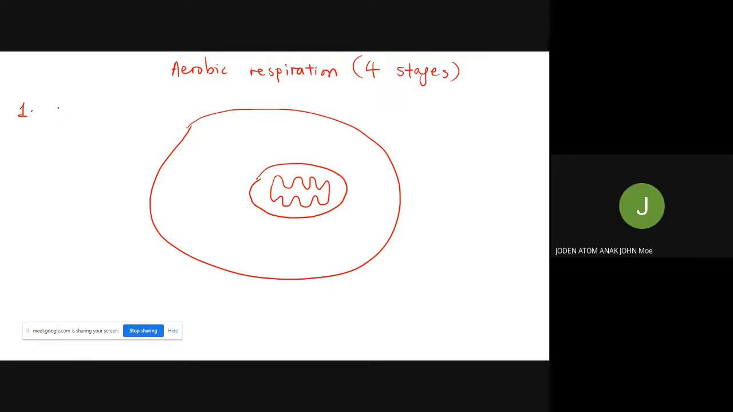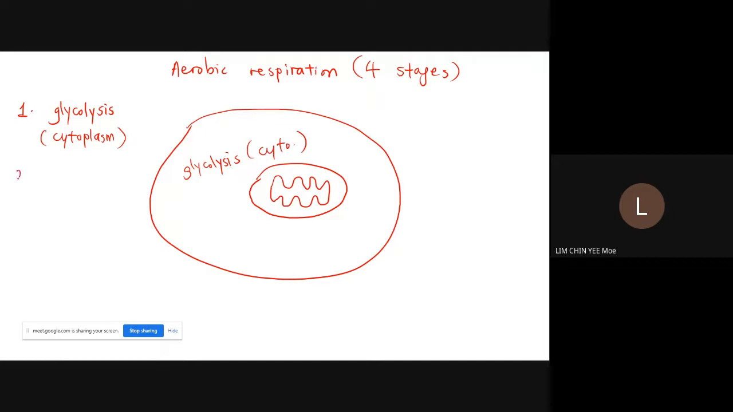Glycolysis. Glycolysis, and where does it occur? Cytoplasm. Good job. So now it means that first dia akan berlaku dekat luar mitochondria dulu. You must remember the location and the name of the stage. First, glycolysis berlaku dekat sini, in the cytoplasm.